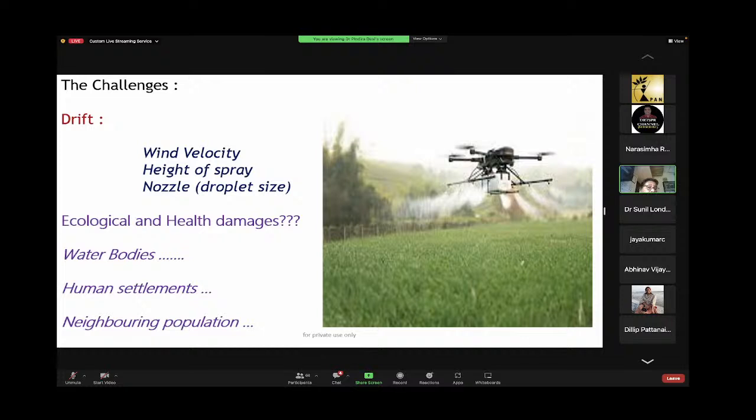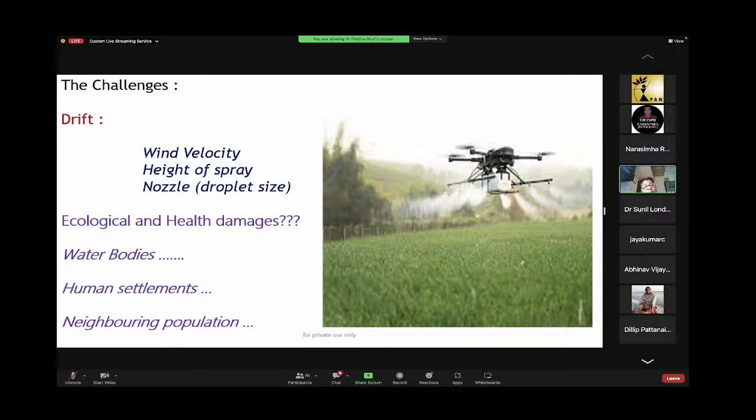We were very much concerned about the drift because all of you know that Kerala is a densely populated state, and our demarcation between the farmed areas and human settlements is very thin, or rather there is no demarcation perhaps, and it is a continuous stretch of water bodies. So the chances of drift and externalities, that is damage to or pollution of the water bodies throughout Kerala, because most of these water bodies are interconnected as well. And also the drift to human settlements, neighboring population, and the ecosystem as a whole. So these concerns are to be properly addressed.